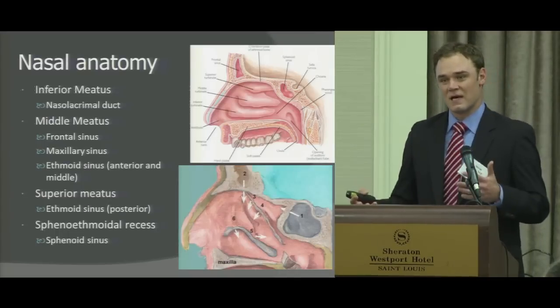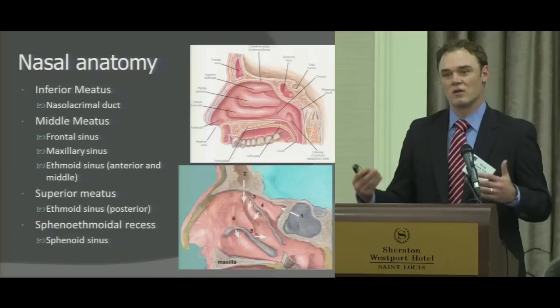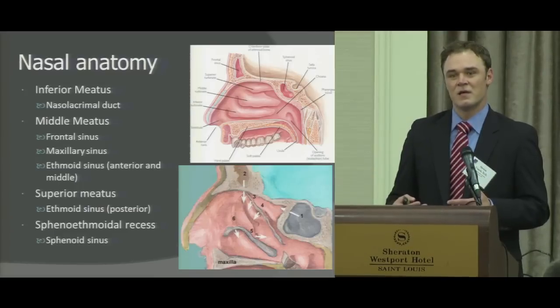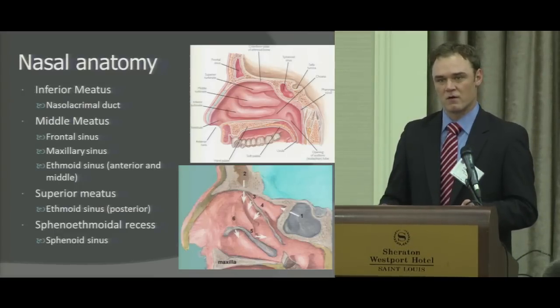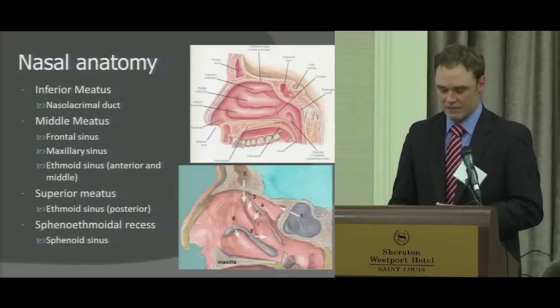Again, complex slide, but basically it's just saying that there are lots of things that empty into your nose, but there's only one thing that really empties into the bottom part or the floor of your nose, and that's your tear duct. Everything else is higher.